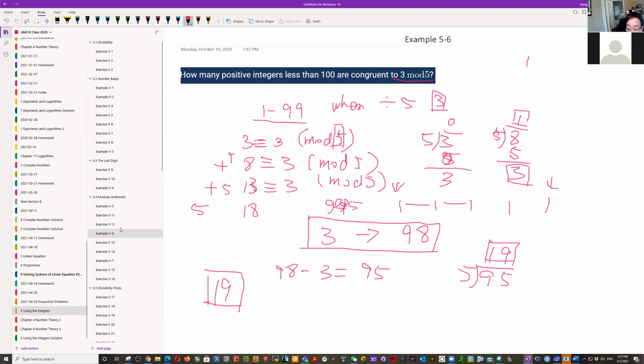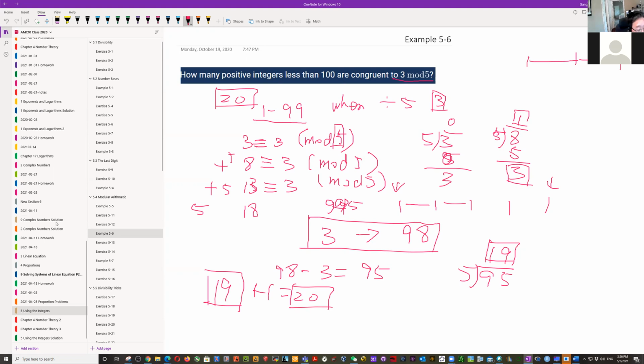If you have two poles, that comes with one gap, so 3 poles come with 2 gaps. So the pole number is bigger. When you do this, 95 divided by 5 equals 19, and 19 plus 1 equals 20. So how many positive numbers less than 100 are congruent to 3 mod 5? That's going to be 20. So 20 is the final answer.